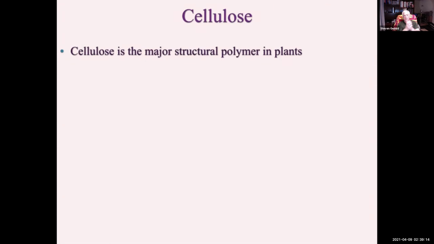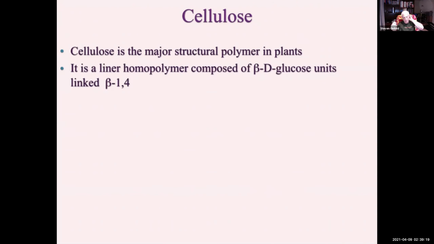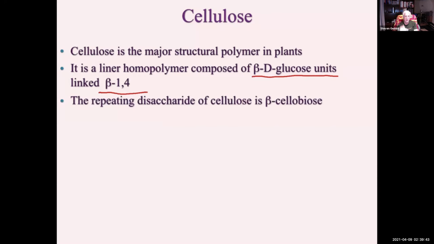Cellulose. Cellulose is a major structural polymer in plants. It's a linear homopolymer composed of beta-D-glucose units, okay? And they're linked at beta 1,4, not alpha 1,4. So again, they're above the chain when the linkage occurs. Cellulose is a beta 1,4 linkage as opposed to an alpha 1,4 linkage of amylose, amylopectin or glycogen. The repeating disaccharide of cellulose is beta-cellobiose. That's the disaccharide of it.